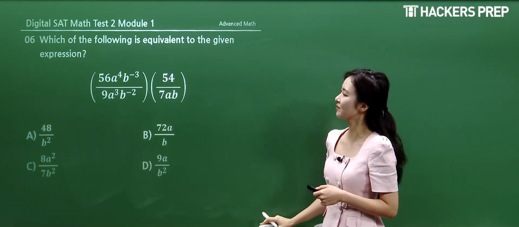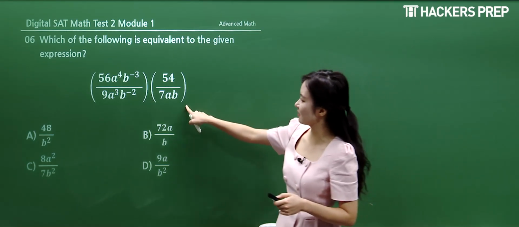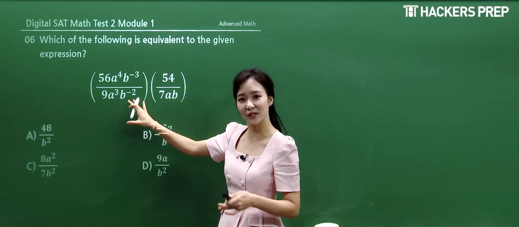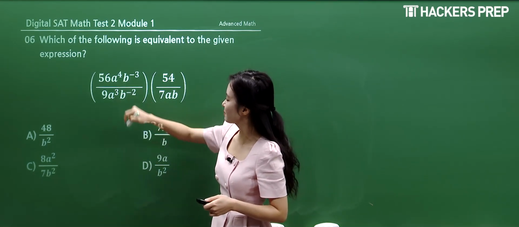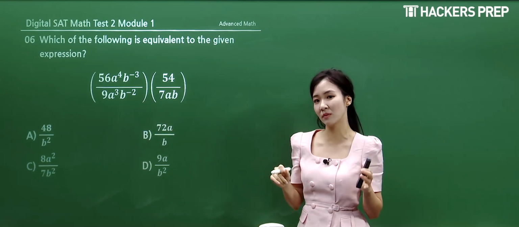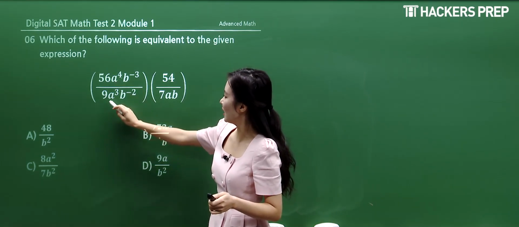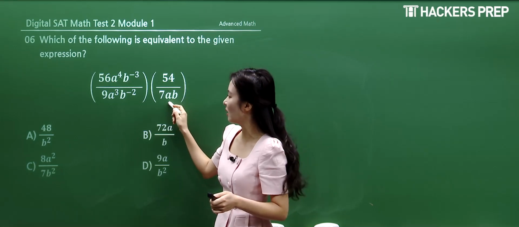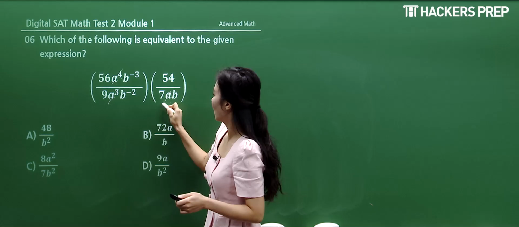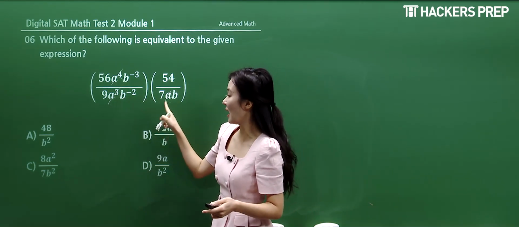Okay, question 6. Which of the following is equivalent to the given expression? It seems like it's a product of two fractions with a very complicated looking group of exponents and all these products. Now, before we take a look at the answers, why don't we do a little bit of simplification here, okay? So for example, we see a to the 4th, a to the 3rd, and a down here, okay? And in fact, we can probably cancel those because the top has a to the 4th, the bottom has a to the 3rd and a.